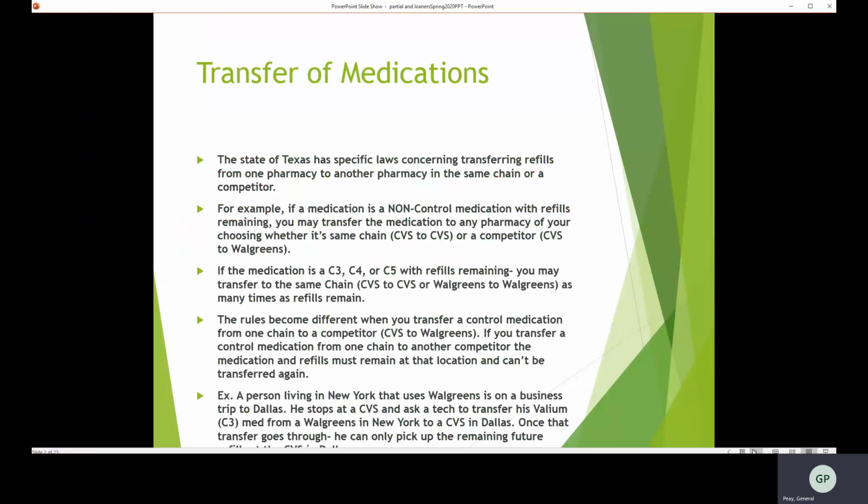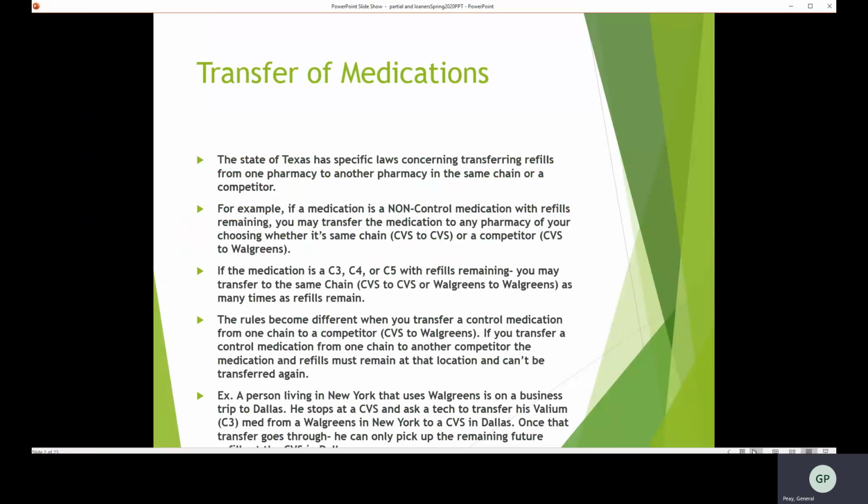But before we get to that, I want to talk to you about the rules of transfer of medications. Transfer of medications is simply as it sounds. There may be times where customers are in one city and they normally get their medication at a location close to their home. Since they're a little bit away from home, they want to transfer the medication to either another pharmacy or a pharmacy in the same chain.